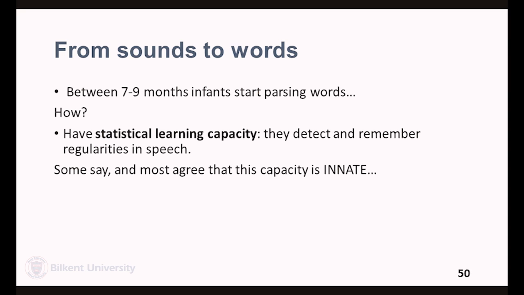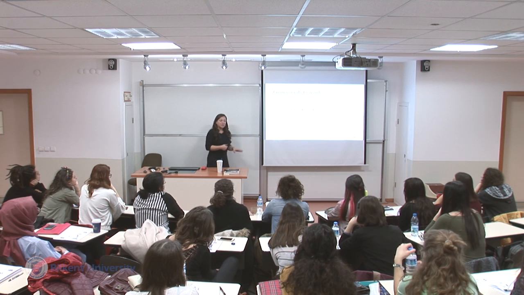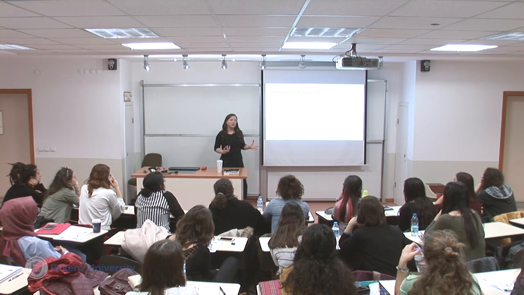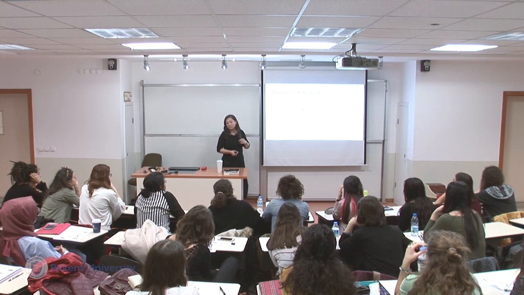Between 7 to 9 months, infants start parsing words, and we talked about this already, the statistical learning capacity. They detect and remember regularities in speech. And some say, and most agree, that this capacity is innate. So, in other words, can you think about regularities in the Turkish language really quickly? What could be some regularities?